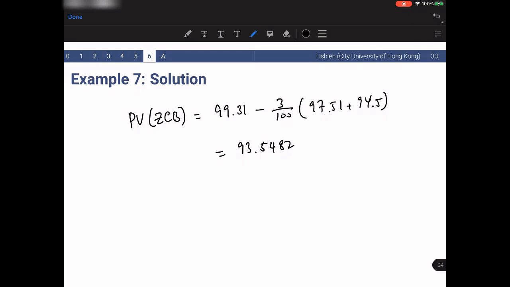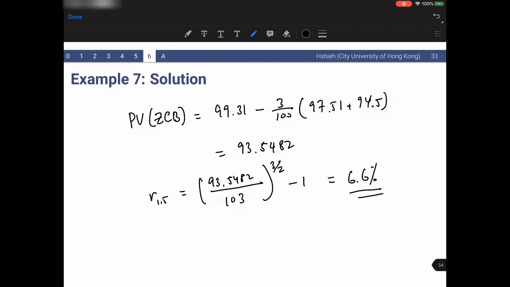And so once we have the price, we have the cash flow payments with the final bullet payment of 103, we can simply calculate the bond yield outright, right? So that's R 1.5, so 1.5 meaning 18 months, is equal to 93.5482 divided by 103 to the 2/3 power minus 1. And that's going to give us 6.6%. So this is our spot rate or the term structure of interest rate maturing in 18 months or 1.5 years. Okay?